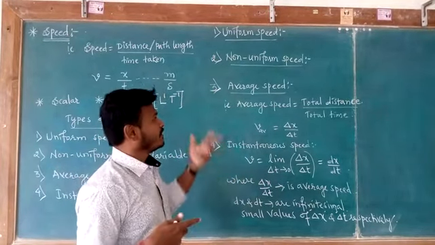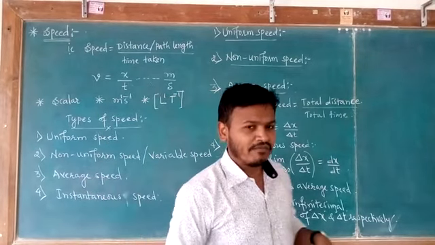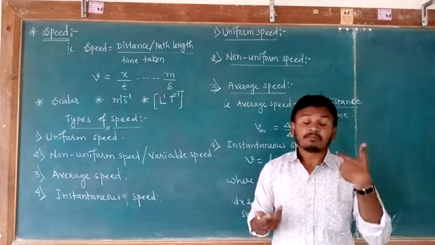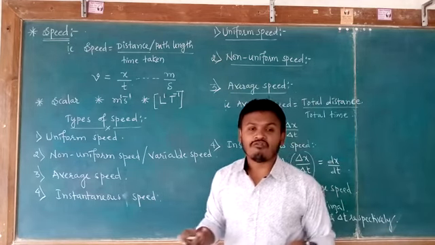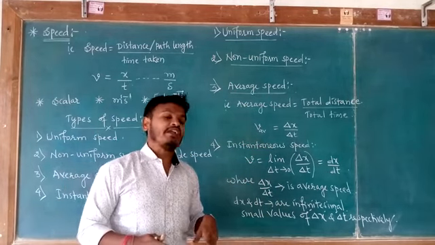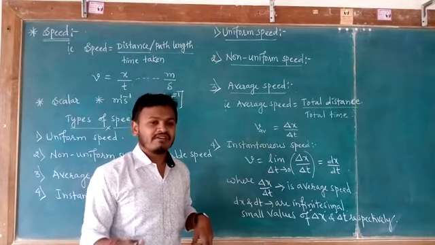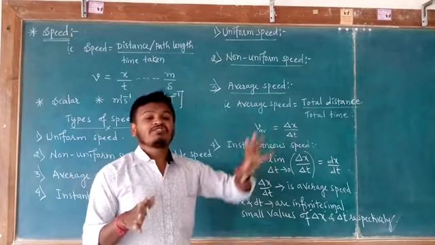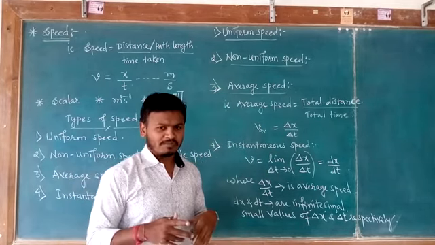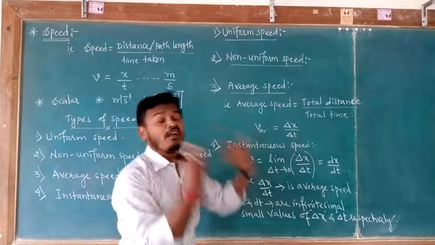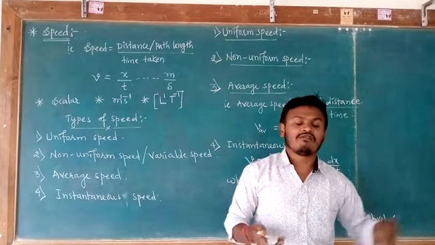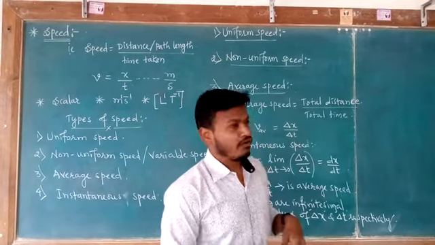The same way, another type of speed we have is non-uniform speed. Non-uniform speed means the speed of a body is said to be non-uniform or variable if it covers unequal distances in unequal intervals of time. In other words, when a body covers unequal distances in unequal intervals of time, then the speed of the body is known as non-uniform speed.